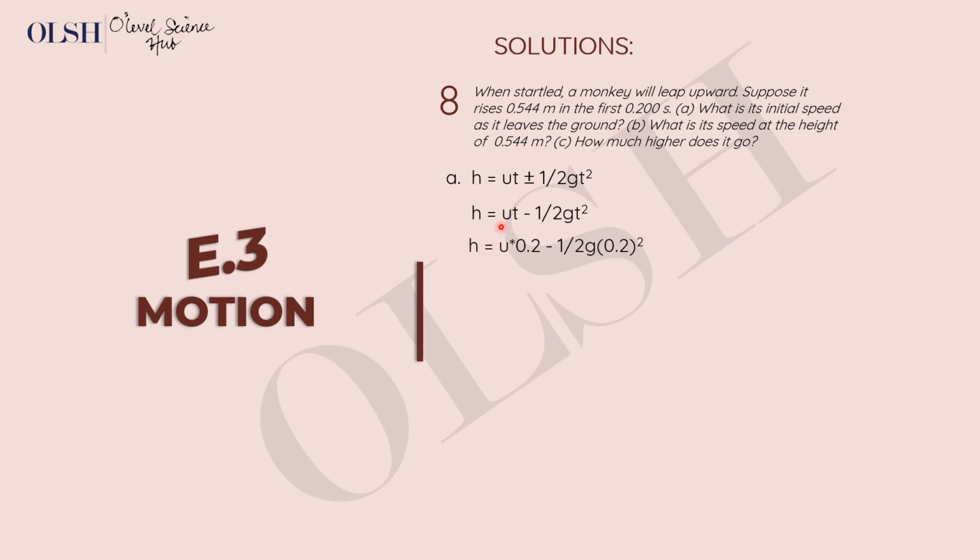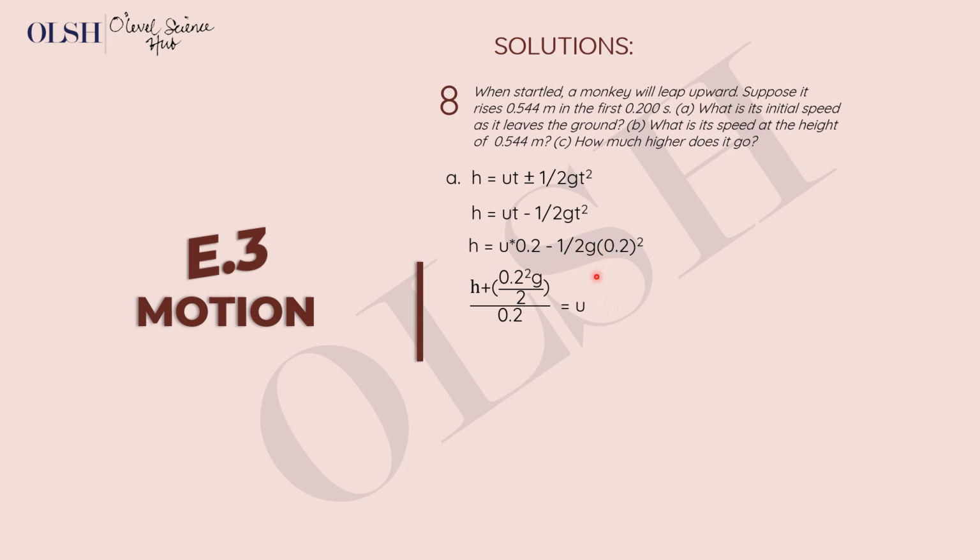We then put in our variables. We have s equal to u times time, which is 0.2, then minus half acceleration due to gravity times 0.2 squared. Now if we try to make initial velocity the subject of the formula here, what we're going to have is s plus, all this moves to this side, 0.2 squared times g divided by 2, then divided by this 0.2, which will give us u.